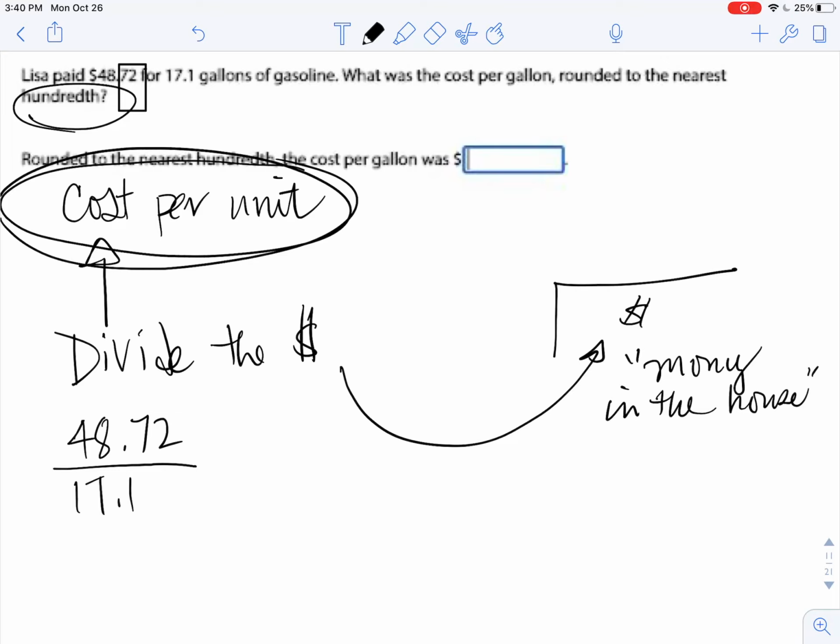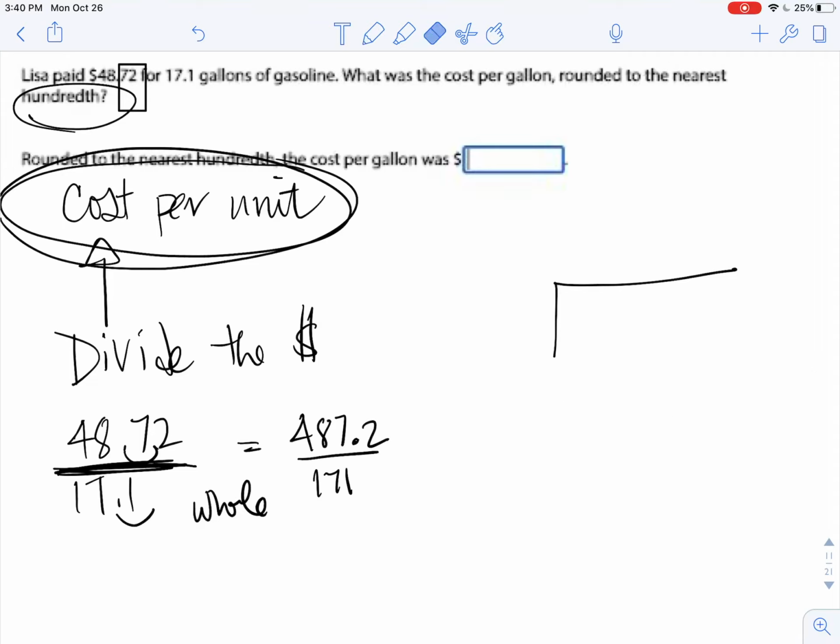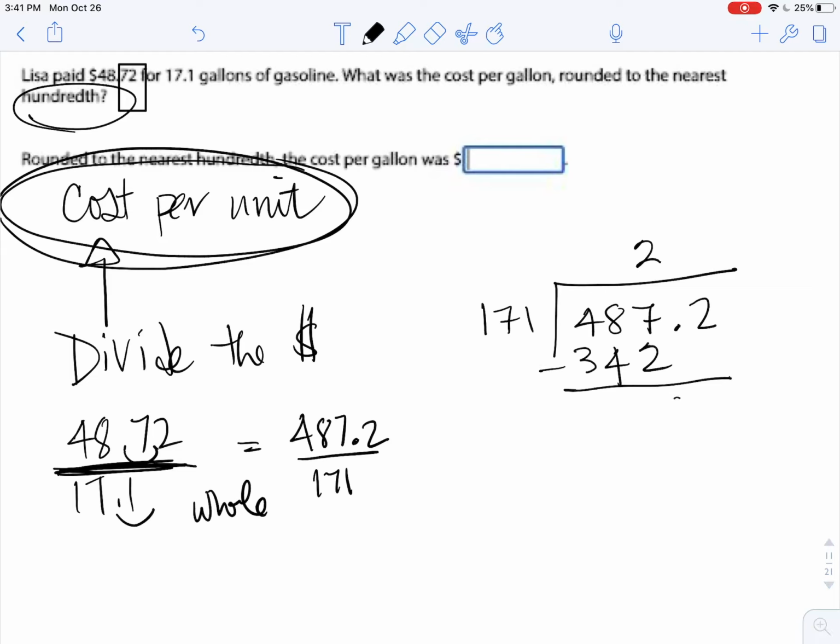So here's our original setup, 48.72 being divided by 17.1, but we need to have this be a whole number. So that becomes 487.2 over 171. So this becomes 171 into 487.2. So like 200 into 402. Let's try 2 times. 2 times 171 is 342, subtract, the remainder is 145. Yeah, 145 is less than 171. We couldn't get another one out.